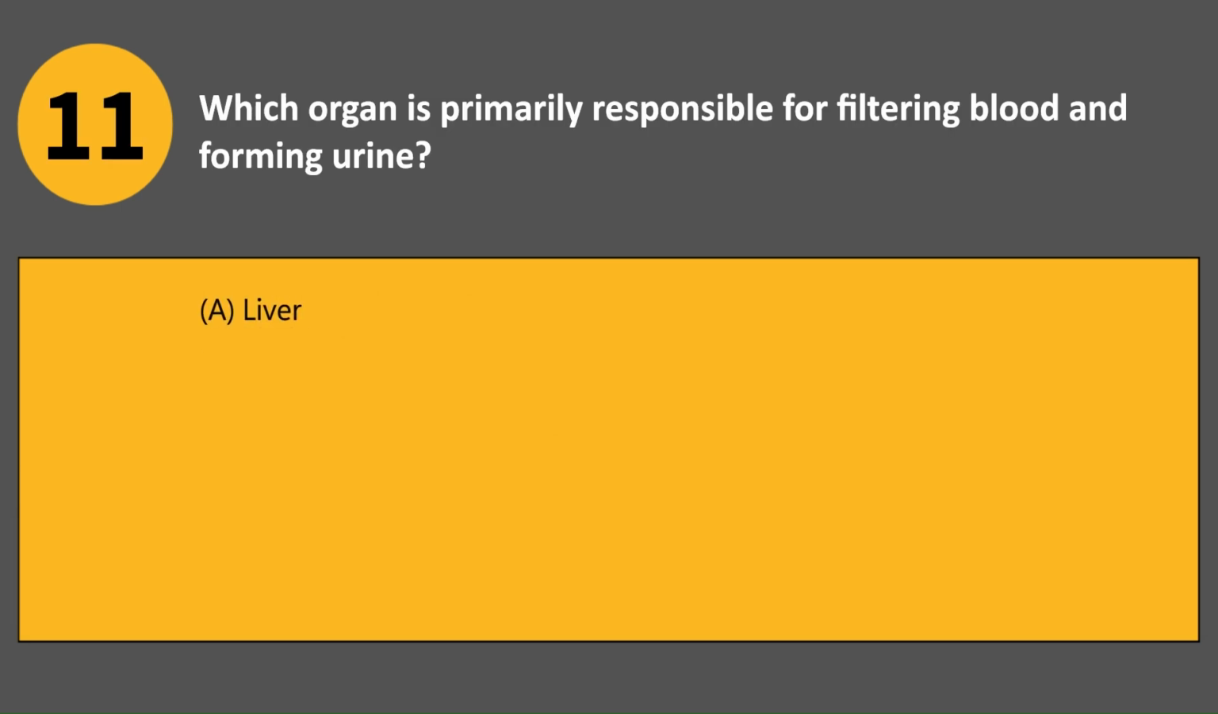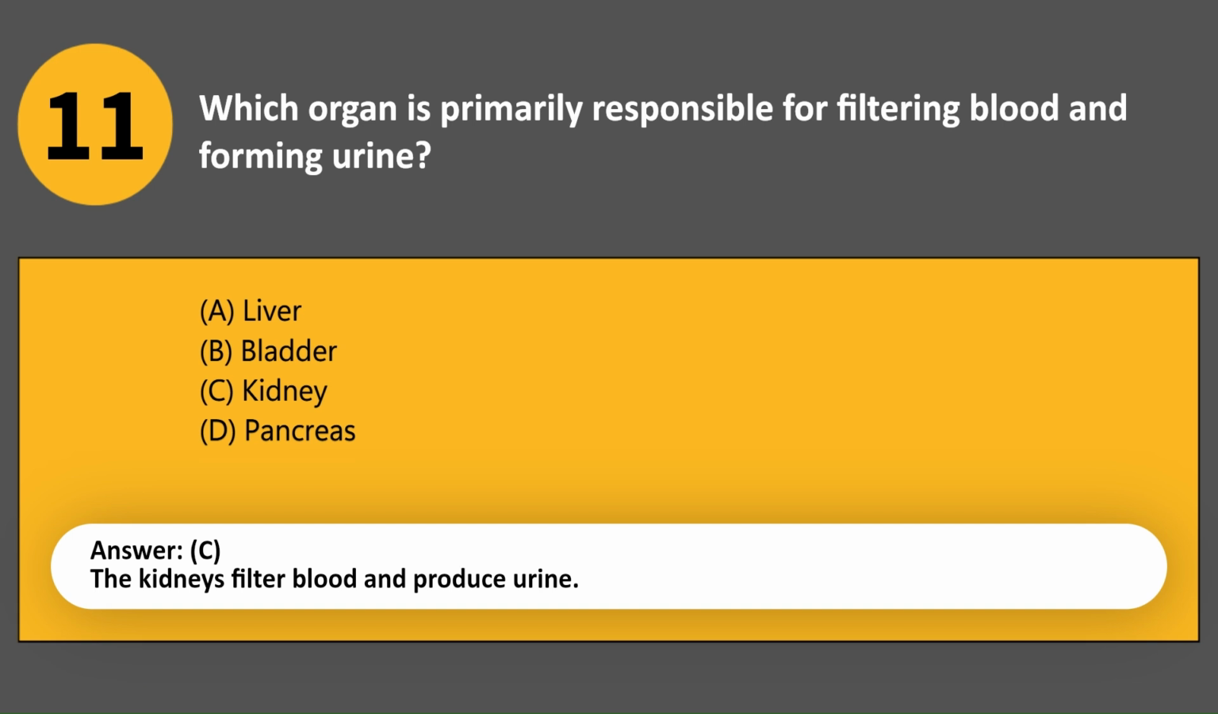Which organ is primarily responsible for filtering blood and forming urine? A. Liver. B. Bladder. C. Kidney. D. Pancreas. Answer, C. The kidneys filter blood and produce urine.